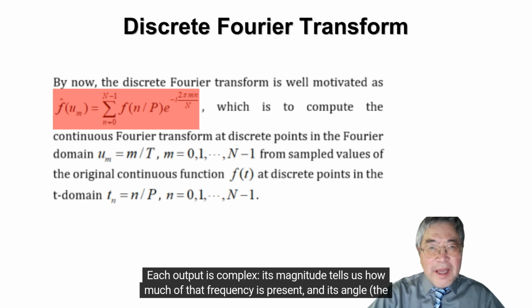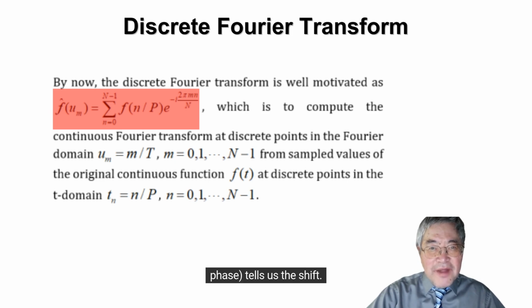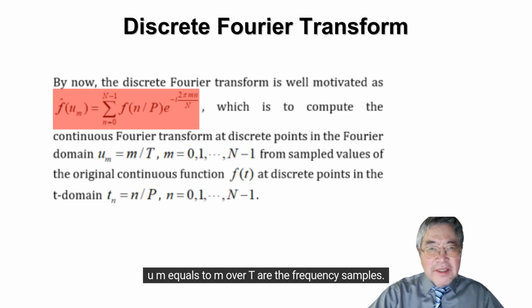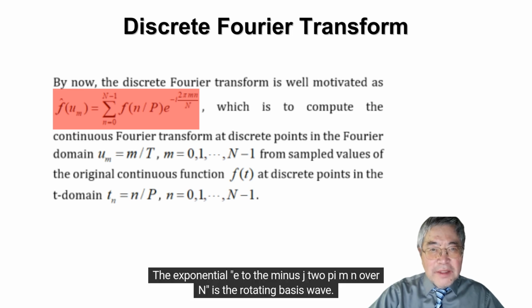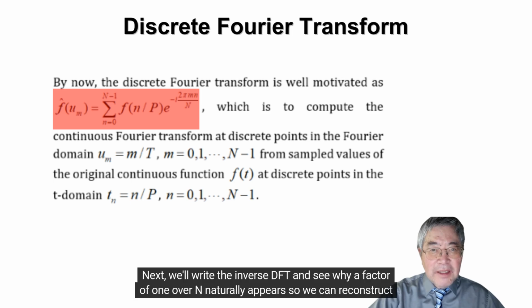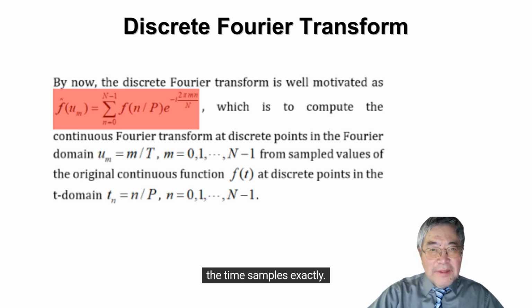Each output is complex. Its magnitude tells us how much of that frequency is present, and its angle, the phase, tells us the shift. A few quick anchors. tn equals n over p are the time samples. um equals m over T are the frequency samples. The exponential e to the minus j 2 pi mn over N is the rotating basis wave. Next, we'll write the inverse DFT and see why a factor of 1 over N naturally appears, so we can reconstruct the time samples exactly.